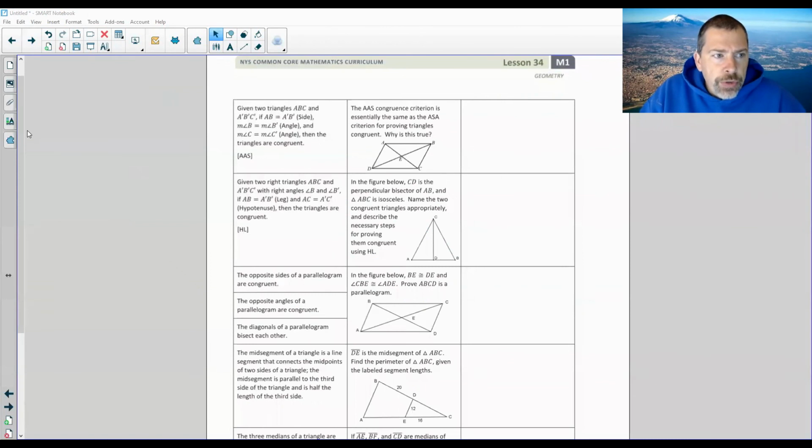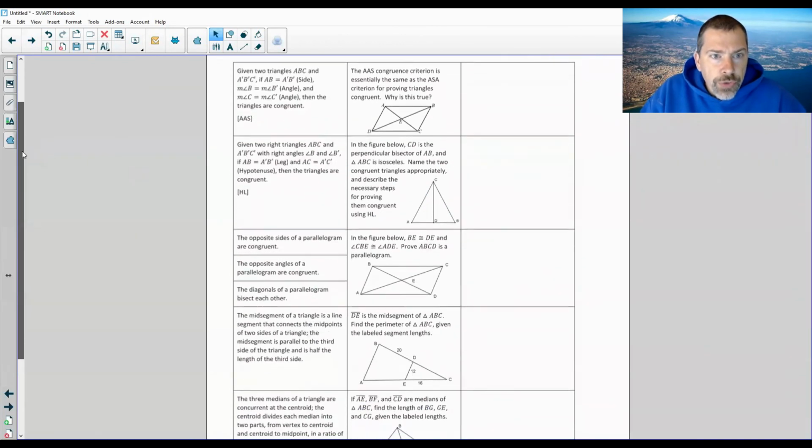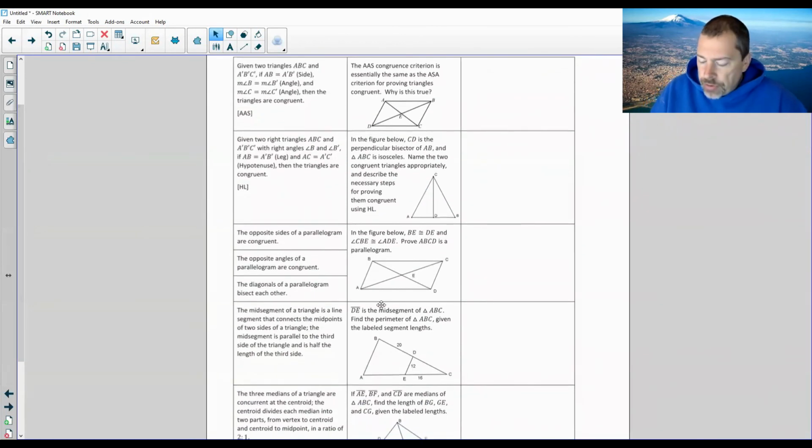Page 2 continues with this really useful table that just puts this whole first module together nicely. So it says, given two triangles ABC and A prime, B prime, C prime, if AB equals A prime, B prime, that's a side. Angle B equals the measure of angle B prime is an angle, and the measure of angle C equals the measure of angle C prime.